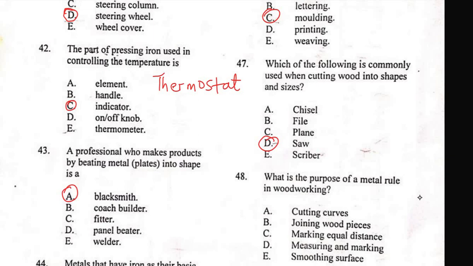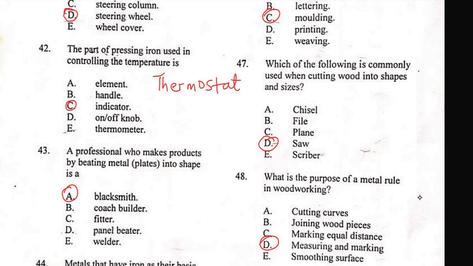Question 48 says, what is the purpose of a metal rule in woodworking? A, cutting curves. B, joining wood pieces. C, marking equal distance. D, measuring and marking. E, smoothing surface. A metal rule for woodworking is actually used for measuring and marking. So the right option would be D.